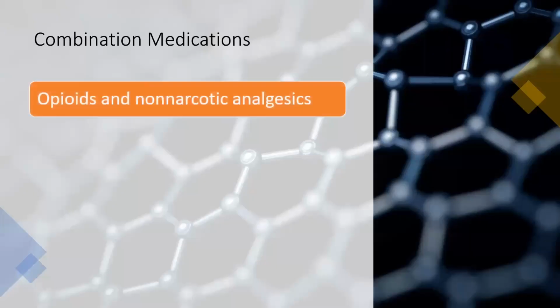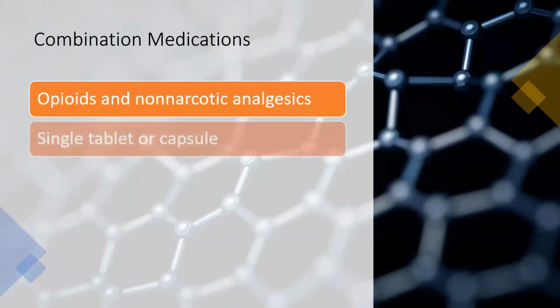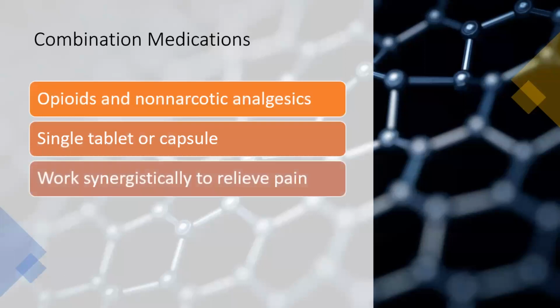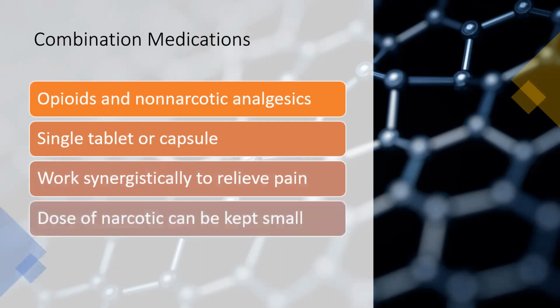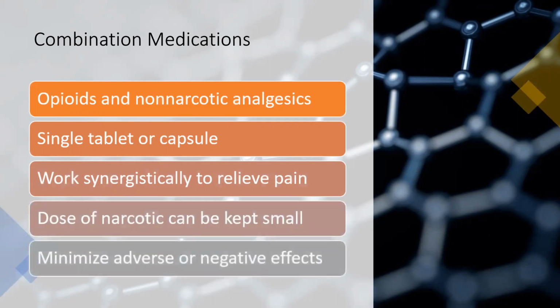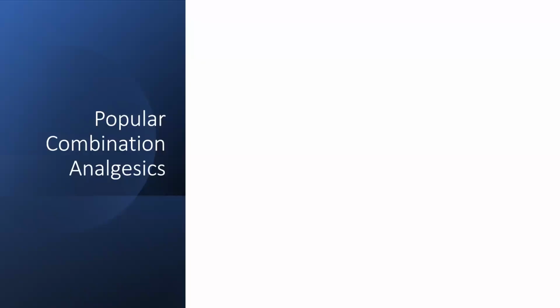Now we have some combination medications as well, like the combination of opioids and non-narcotic analgesics. They can be in one single tablet or capsule. They work synergistically, working together to relieve the pain. And the dose of narcotic is always kept small. They minimize the adverse and negative effects when we give them in combination.